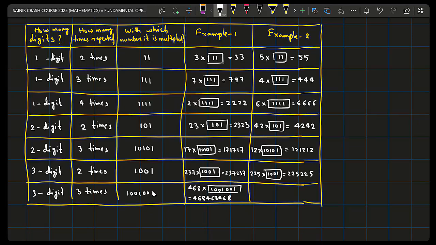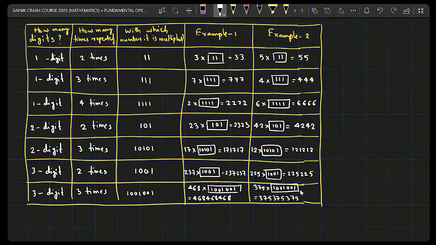375. If you multiply by 1001001, without doing any multiplication, we can write the answer. 375 will be repeated 3 times: 375, 375, 375. And this pattern, this table will continue, like if you want to repeat a 4-digit number 2 times, or a 4-digit number 3 times, and you can continue.